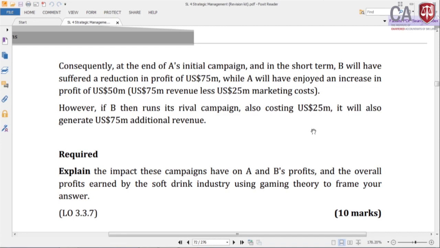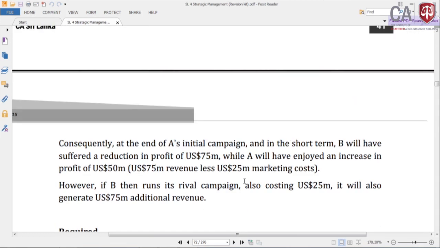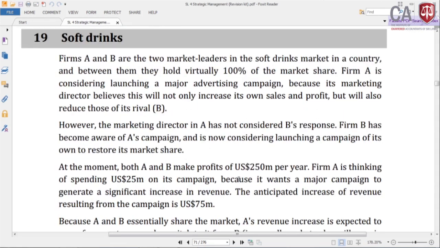Right. You have to look at A profit, B profit, then the soft drink industry overall profit. Right. You look at the facts given here. Firm A and B are the two market leaders in the soft drink market in a country, and between them they hold virtually 100% of the market share. So, only two firms, they enjoy the 100% of the market share.